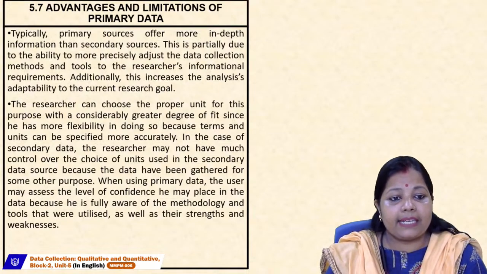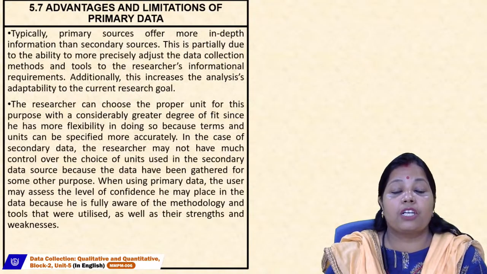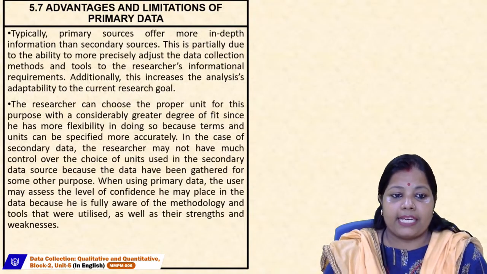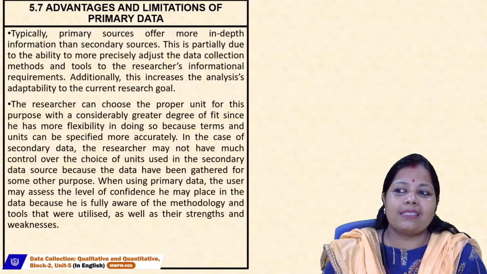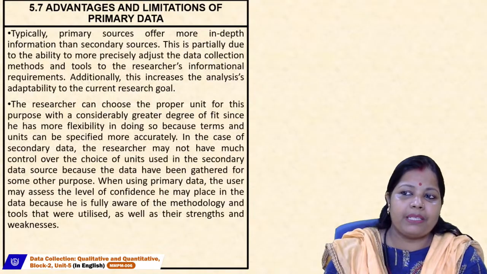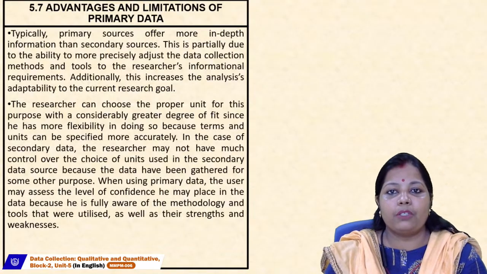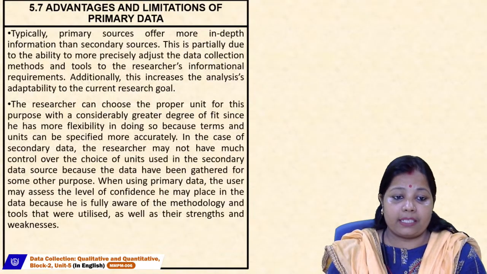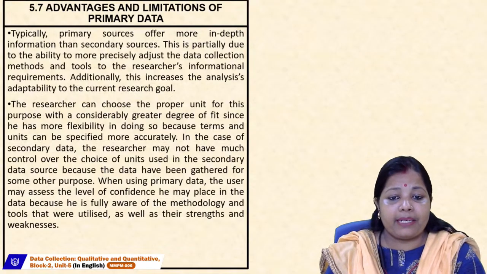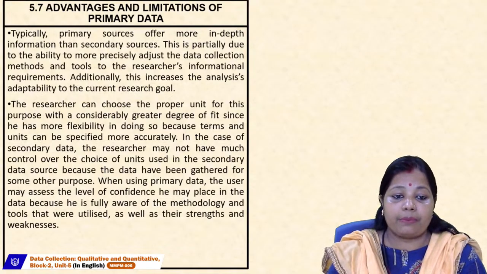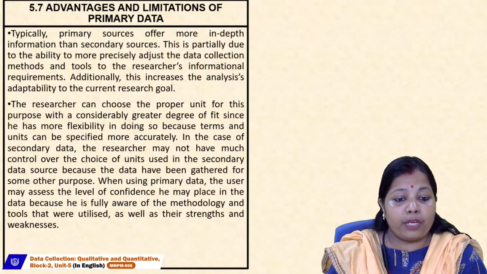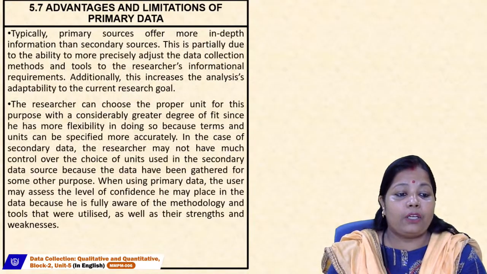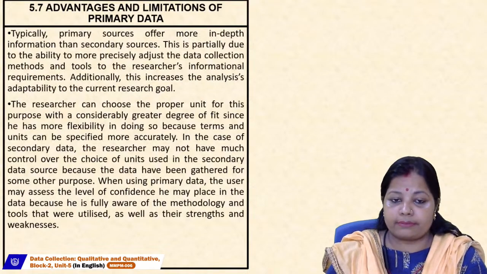In the case of secondary data, the researcher may not have much control over it, as we discussed. It was controlled by somebody else, another source, other authorities. So we are just here to take some parts. Maybe that entire part does not fit me or my research. So when using primary data, the user may assess the level of confidence he may place in the data, because he is fully aware of the methodology and tools that were utilized.